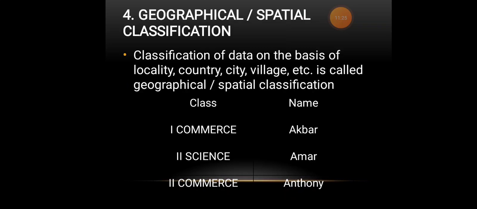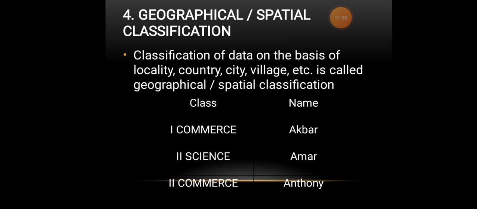Next one, and the last type of tabular presentation, is the geographical or spatial classification. It is based upon the locality, country, or village. Here I have taken the example of the stream. We have streams, maybe commerce, maybe science, maybe arts. When I compare our college, we have only 2 streams, commerce and science. So first commerce, the student name can be Akbar.